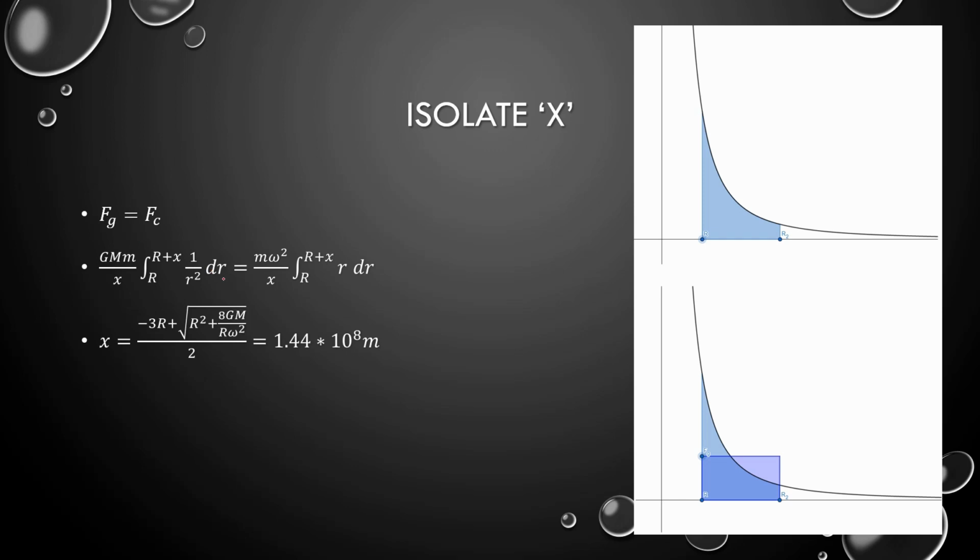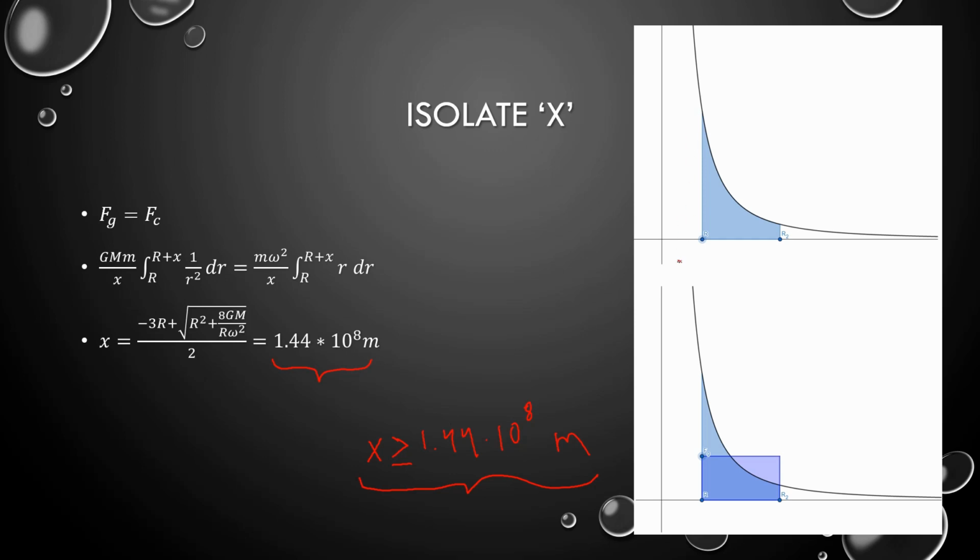Now we operate and see that x should be greater than or equal to 1.44 multiplied by 10 to the 8th power. If we have a length of the cable that is greater than or equal to this, we know that it can be used as a space elevator.